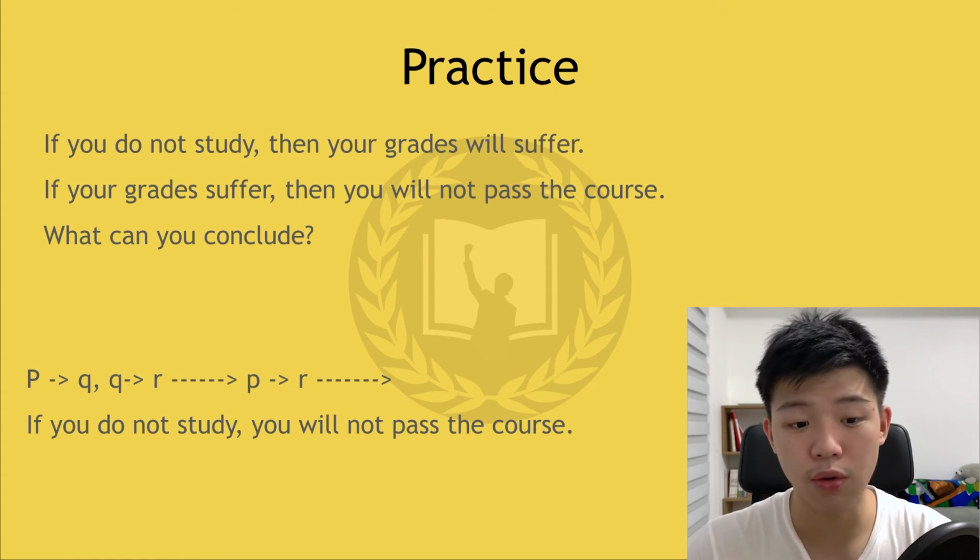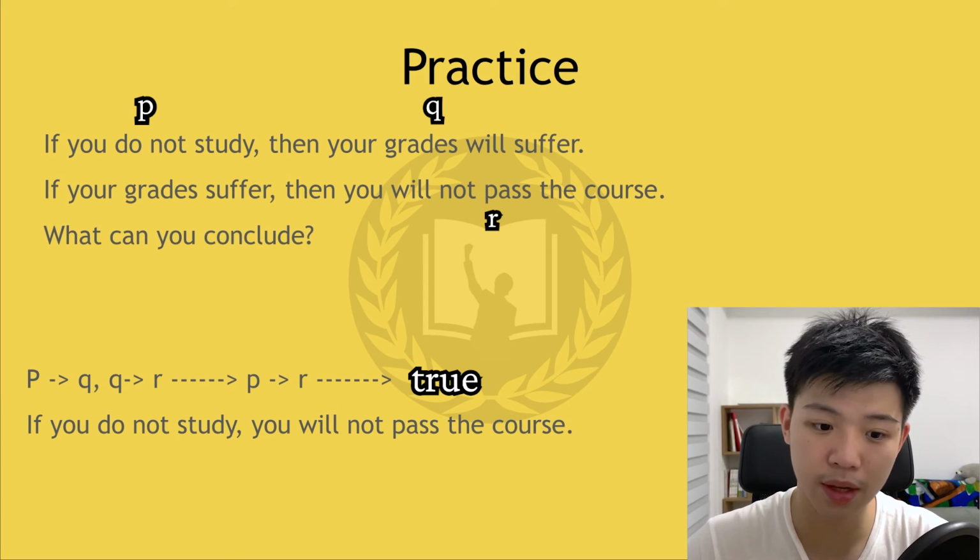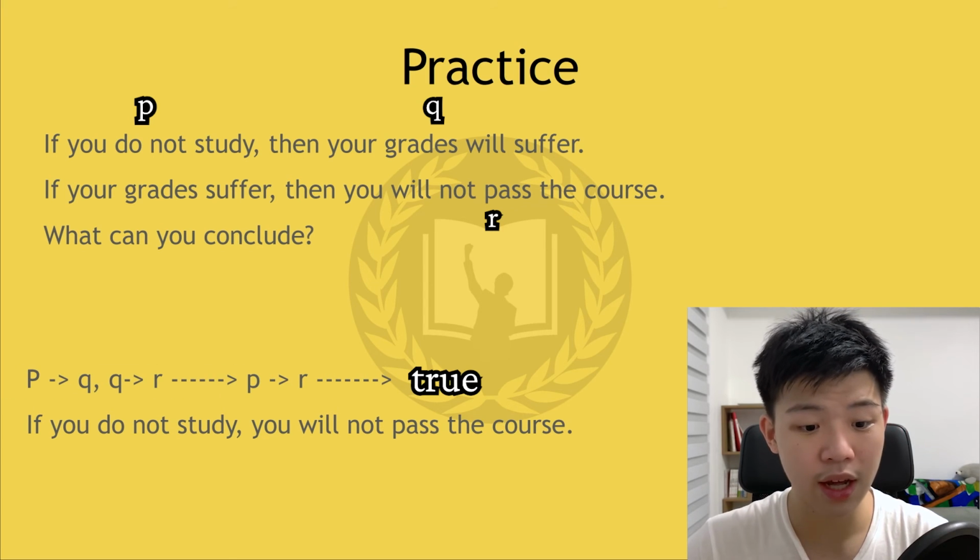Time's up. So we can see that you do not study is the P, your grades will suffer is the Q, and not passing the course is R. So if P then Q is true and Q then R is true, then P then R is true according to the law of syllogism. Therefore, we can conclude that if you do not study, you will not pass the course.